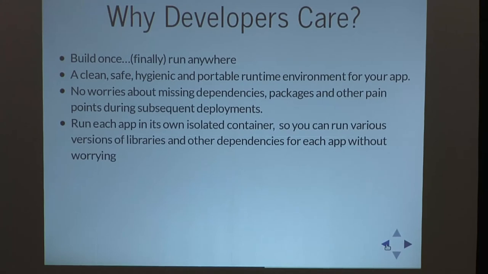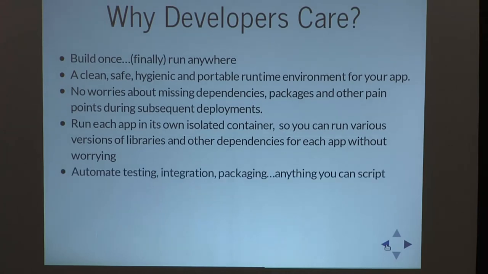So another reason why developers care is that you can run each app in its own isolated container. So you can run various versions of libraries and other dependencies within each app without worrying. I can run Python 2 and Python 3. I can run different versions of Ruby. All in the same host, but they're in different containers. So I don't have to worry about that. If I've got a legacy application that requires an early version of Ruby, awesome. Or if I've got one sitting beside it that's using bleeding edge, doesn't matter, because the container contains all the dependencies and libraries that it needs, and it doesn't worry about the externals. So automatic testing and integration, packaging, anything you can script, you can ship. So really cool. Yes, question.